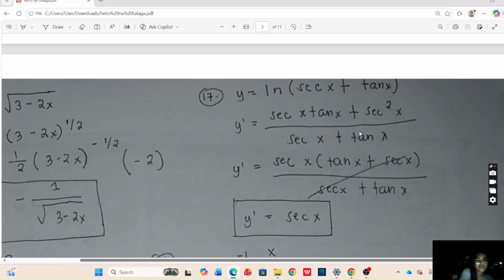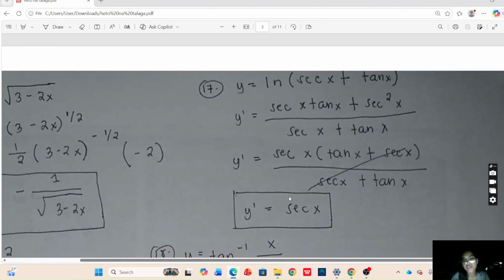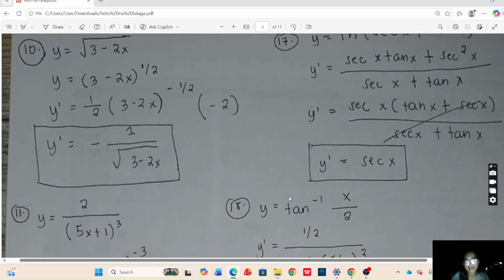So we use the derivative of natural logarithm. So the derivative becomes the derivative of the inside quantity divided by the inside quantity itself. So we should differentiate the secant x plus tangent x. So the derivative of secant x is secant x tangent x. So the derivative of tangent x is secant squared x. So we have to substitute into the formula, but factor out the secant x in the numerator and simplify. So after cancellation, the final derivative, that would be y prime is equal to secant x.